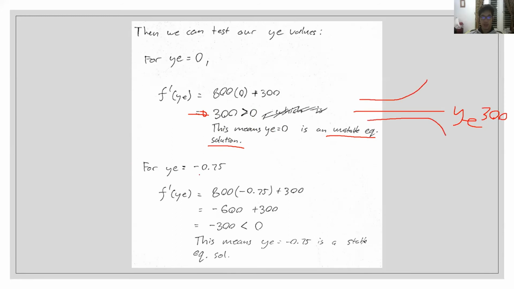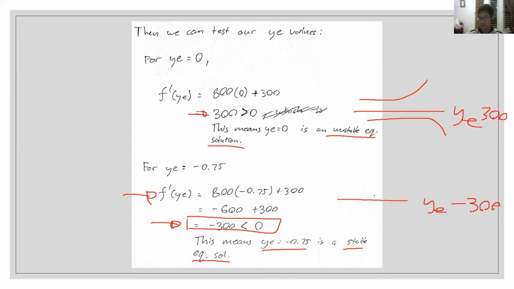Meanwhile, for ye equals negative 0.75, when we input it into our first order derivative of f, we will get negative 300. This means ye equals negative 0.75 is stable, since this value is smaller than 0. So it will instead go closer towards it.